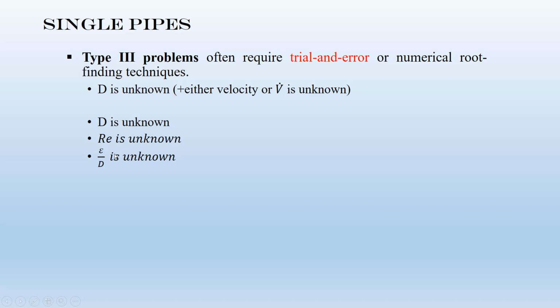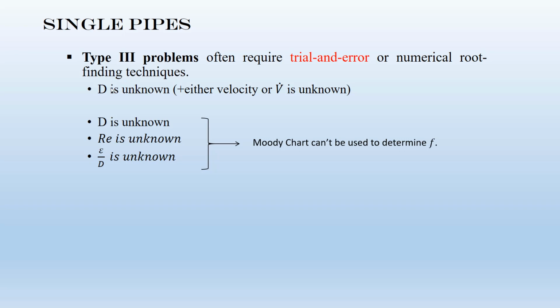Here you can see that the diameter is unknown, and either velocity or volumetric flow rate is unknown. And when the diameter and the volumetric flow rate or velocity are unknown, what happens? The Reynolds number is unknown. Also, the relative roughness is unknown, so you have nothing to calculate f. So you can't use the Moody chart or equation to find the friction factor. Again, you need to use the trial and error method to solve this problem.